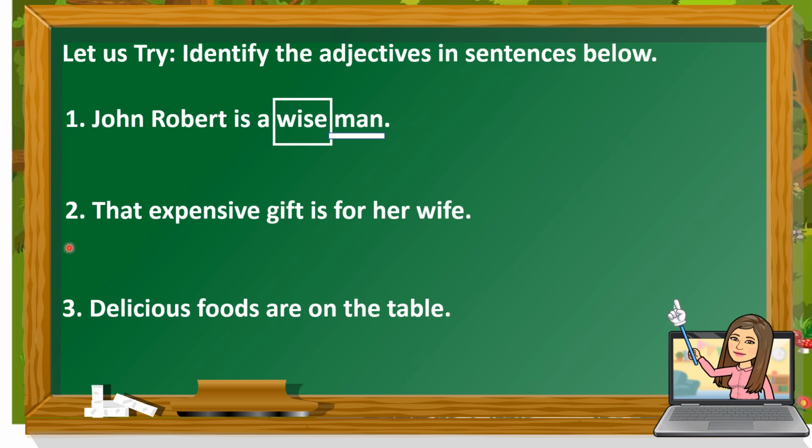Okay, let us move on to number two. That expensive gift is for her wife. So we are talking about a gift. So what kind of gift is that? So expensive gift is for her wife. Okay, so the adjective in there is expensive. Next, number three, delicious foods are on the table. So we are talking about foods. Okay, so definitely delicious is the adjective in there. Okay, so let us move on.